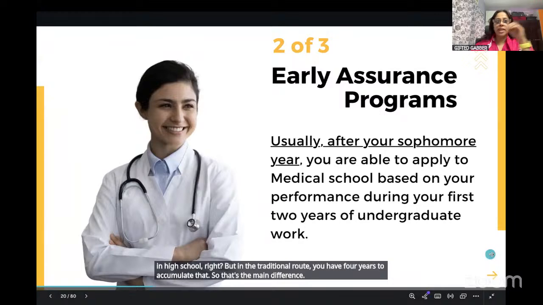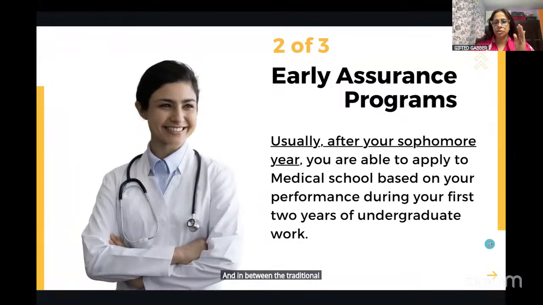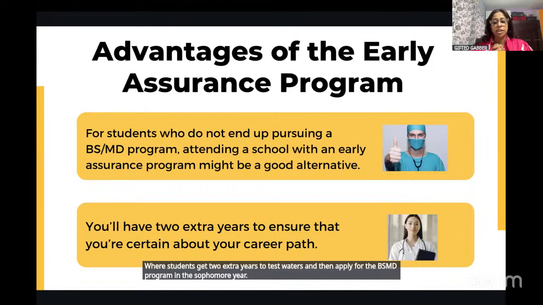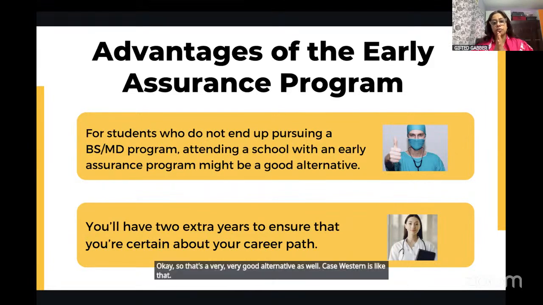And in between the traditional and the BSMD is the early assurance program, where students get 2 extra years to test the waters and then apply for the BSMD program in the sophomore year. Okay, so that's a very, very good alternative as well. Case Western is like that. There are a lot of colleges like that.